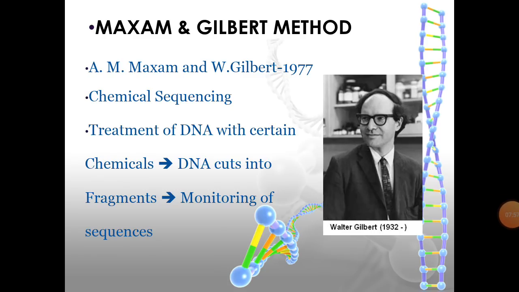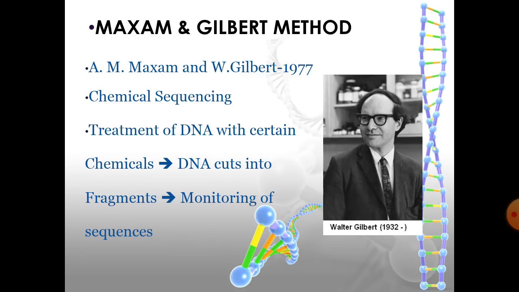Now let us see the Maxam and Gilbert method. The Maxam and Gilbert method was developed in 1977. It is also called the chemical cleavage method. By using this method, they succeeded in sequencing only 24 nucleotides.